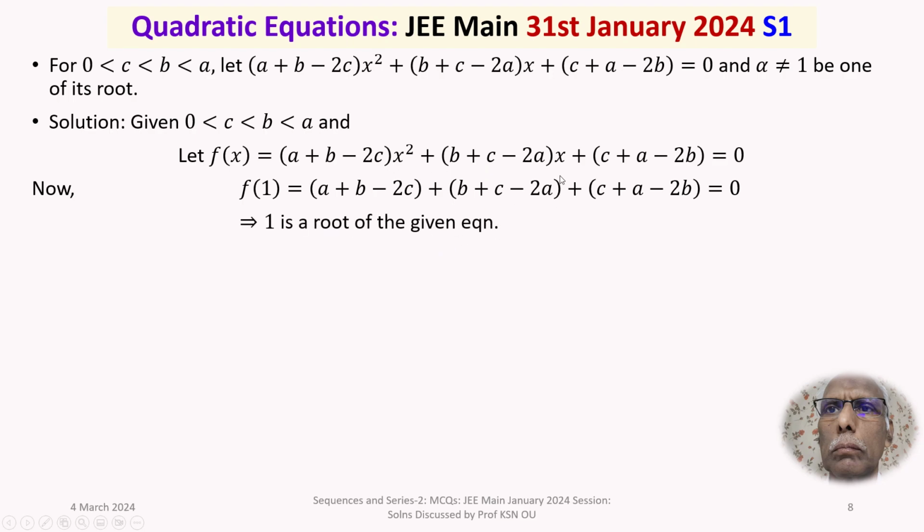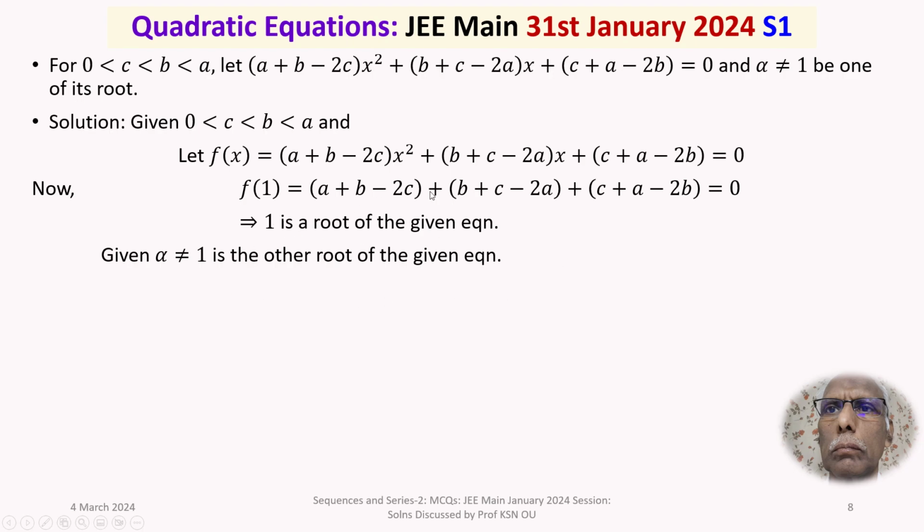So 1 is a root of this quadratic equation, and the question gives us another root, because a quadratic equation has 2 roots. The second root is alpha not equal to 1. So the quadratic equation has 2 roots: one root is 1, the other is alpha, which is not equal to 1.